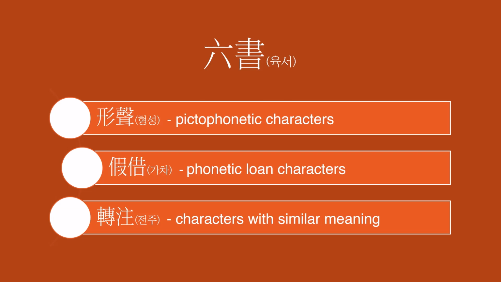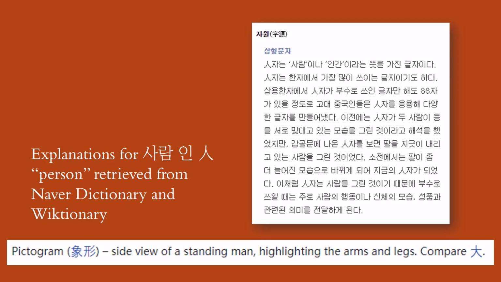So what if we know these classifications of Hanja? Well, if you consult dictionaries or online Hanja resources, they tell you which one of the 6 categories the Hanja you are looking for belong to. However, different sources can have different explanations, so it is up to you to decide which explanation can help you in your studying.